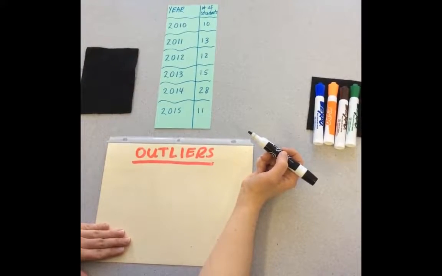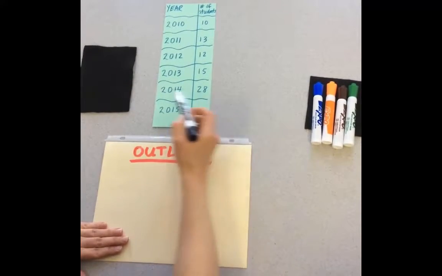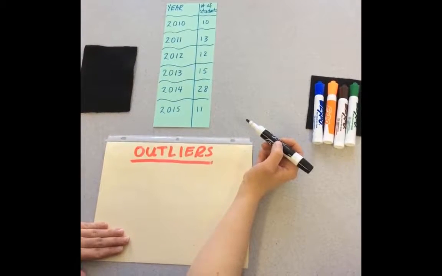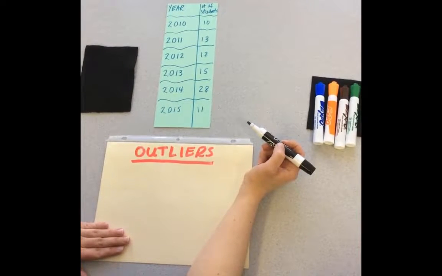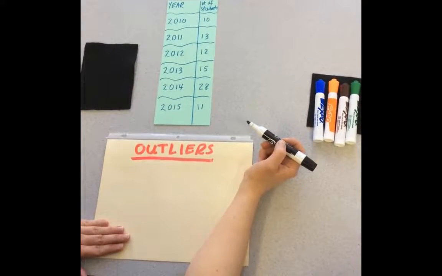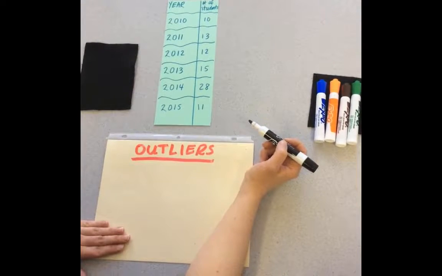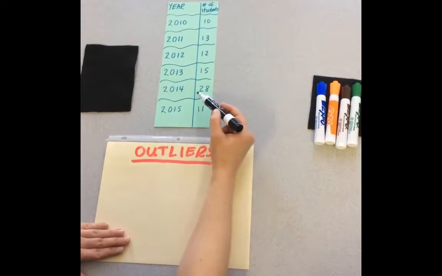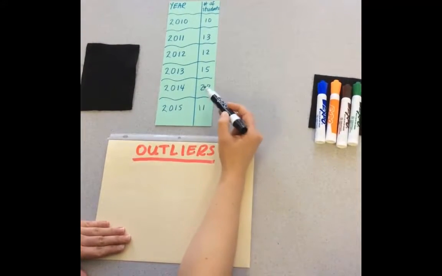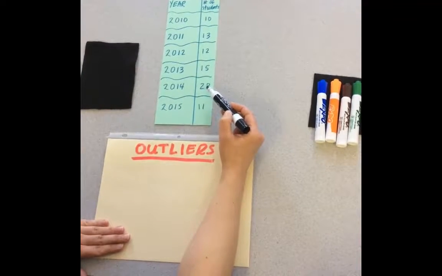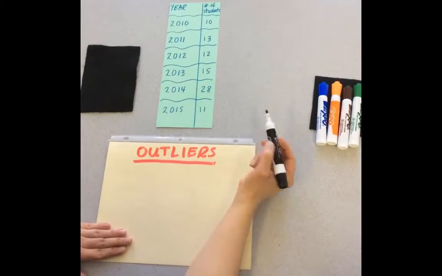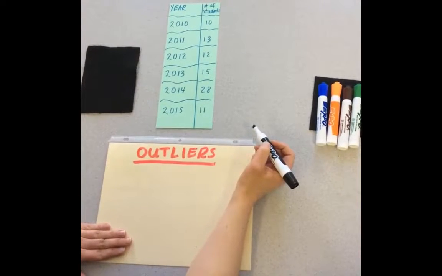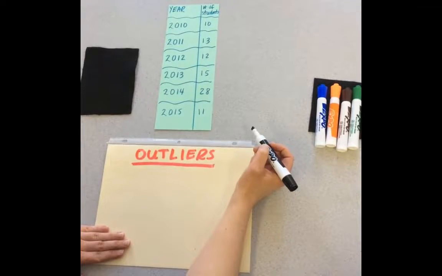Is there an outlier? Well, if we look at the year 2014, there seemed to be a lot of talented people who were involved in the talent show. 28, that seems surprisingly high looking at the rest of the numbers. In fact, it is almost twice as large as the next largest one. So this seems to be the outlier. So there is an outlier in this case, and it is 28. So our next job is to analyze the data set both with the outlier and then without the outlier.